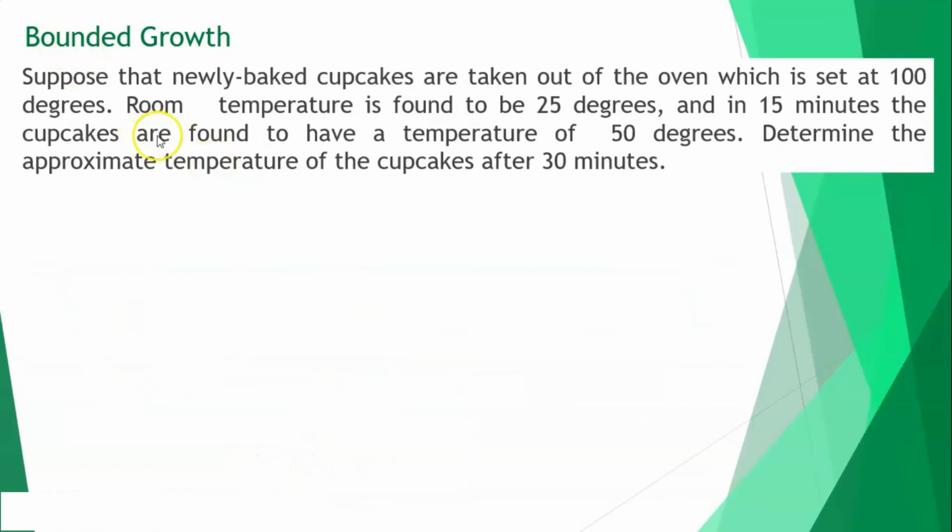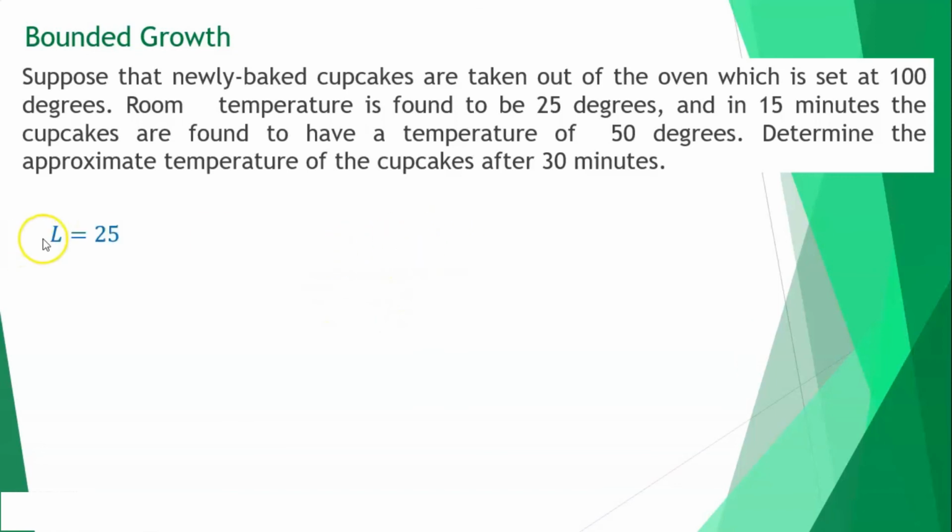Another example. Suppose that newly baked cupcakes are taken out of the oven, which is set at 100 degrees. Room temperature is found to be 25 degrees, and in 15 minutes, the cupcakes are found to have a temperature of 50 degrees. Determine the approximate temperature of the cupcakes after 30 minutes.